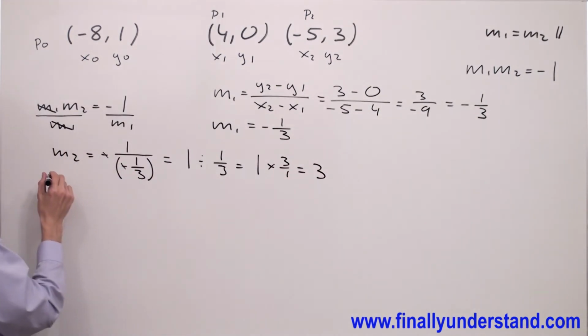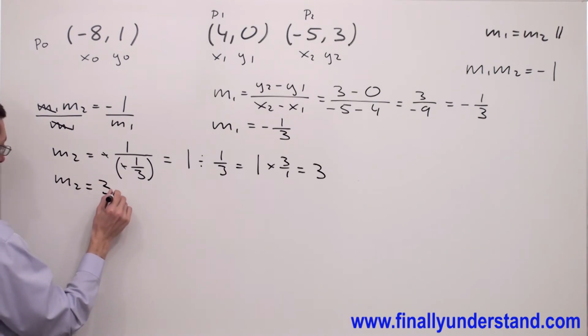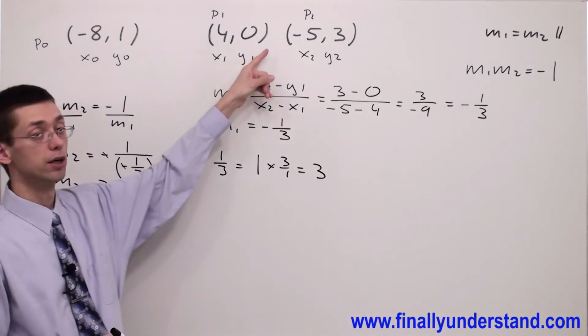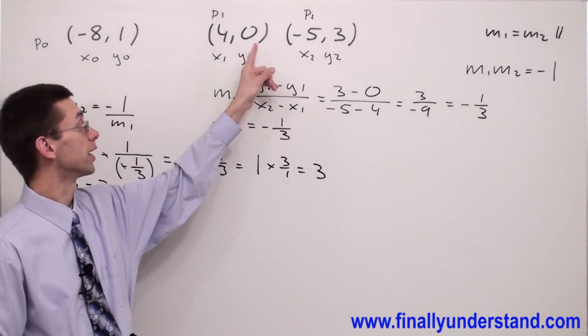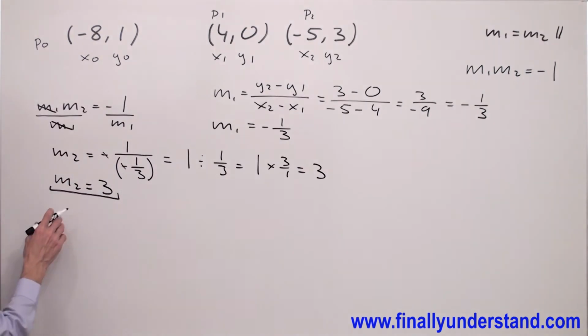So my m2 is equal to 3. This is the slope of the line which will pass by this point, and is going to be perpendicular to the line which will pass by these 2 points. Now, in order to find the equation of my new line, I'm supposed to use the point slope form.